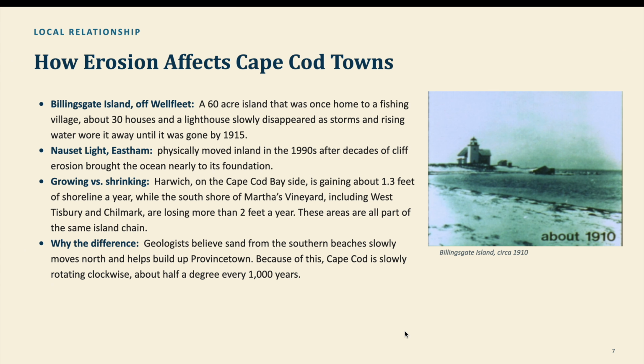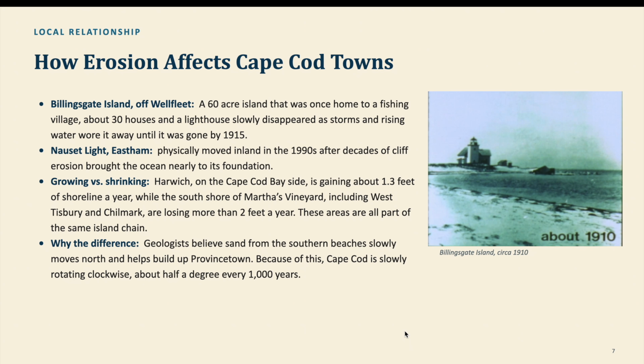Local relationship: how erosion affects Cape Cod towns. Billingsgate Island off of Wellfleet, a 60-acre island that was once home to a fishing village, about 30 houses, and a lighthouse, slowly disappeared as storms and rising water wore it away until it was gone by 1915. Nauset Light in Eastham was physically moved inland in the 1990s after decades of cliff erosion brought the ocean nearly to its foundation.